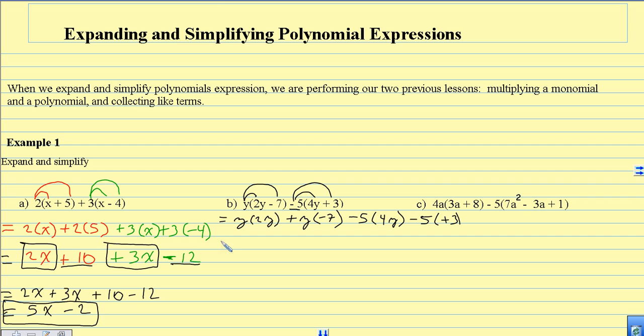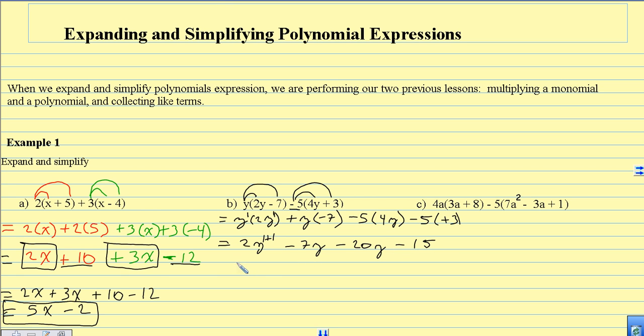Now, simplifying all these together, that's a y to the 1, that's a y to the 1, so this becomes 2y to the 1 plus 1, and then positive y times negative 7 is going to be negative 7y, and then minus 5 times 4y becomes minus 20y, and finally minus 5 times positive 3 is a minus 15.